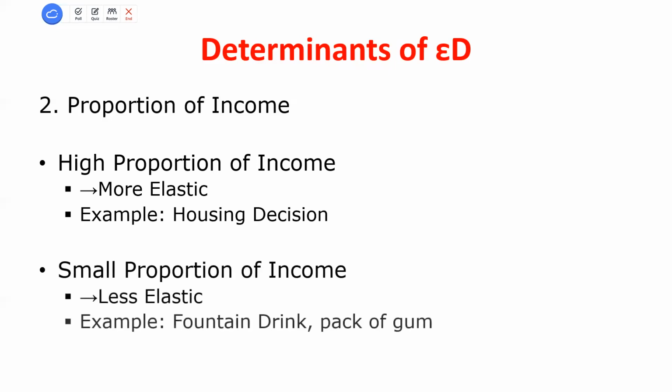And then there's the pack of gum example, or a fountain drink if you're at a gas station or something like that. You can change the price by quite a bit, 50 cents to $1, and you really don't see the quantity demanded change by very much. It's such a small percent of people's income, they just don't think about it. They're not as concerned. They're going to purchase the same number they were before.